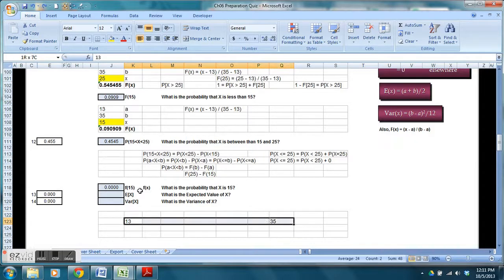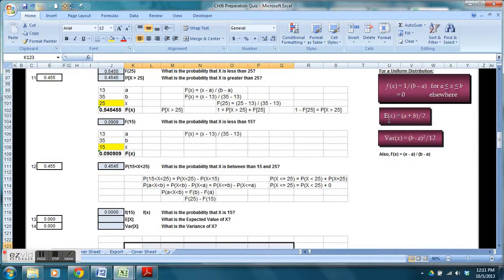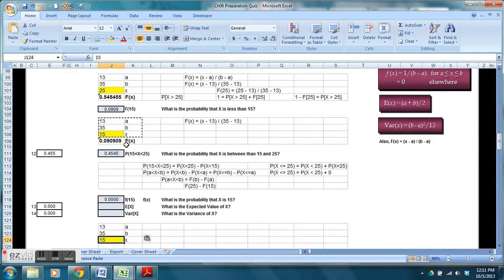Expected value of x. That goes back to the properties which are given to you for the uniform distribution. We know it's just a formula right there. So we have our a and our b and our x. And x is not in this formula. It has nothing to do with the expected value. So just plug it in. a plus b divided by 2.